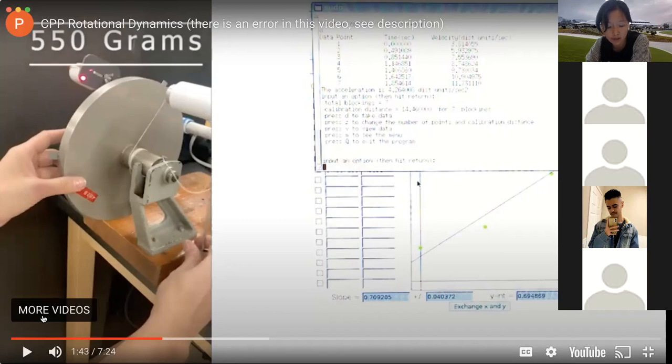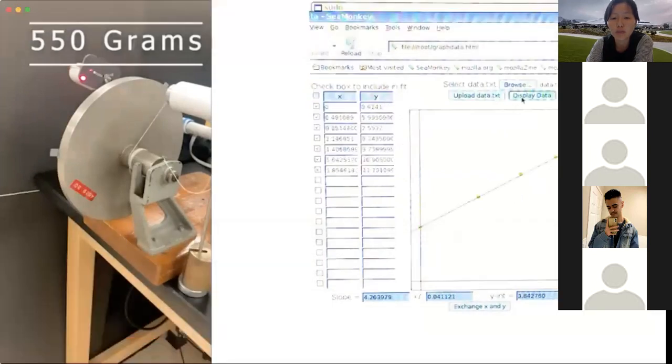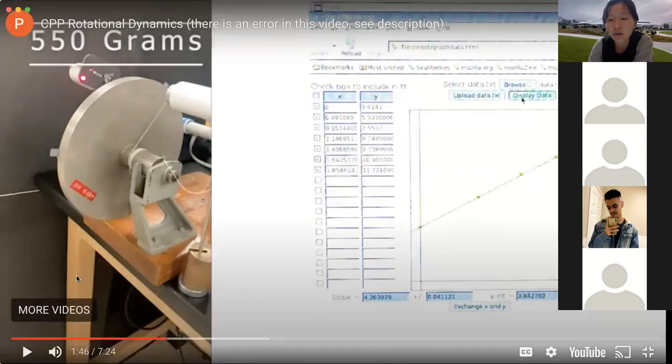That's your first alpha. The second mass they use is 550 grams. You will write 0.55 kilograms. They'll show you the second slope, which is 4.26. That's your alpha for the second data point. And they will do this for 3 more different masses. And then they will do one for fun.